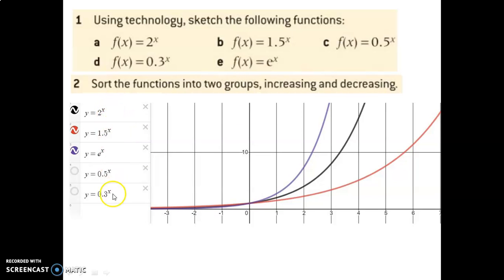You should have graphed them like that. I have all 5 there. These are my growth ones, exponential growth, increasing. These are all increasing, and notice they are these 3 here. They are the ones with base 2, 1.5, and e. e, by the way, is a special number. We'll talk about it in a minute. But all of those are a certain number, and they're all increasing. And these are all numbers greater than 1.